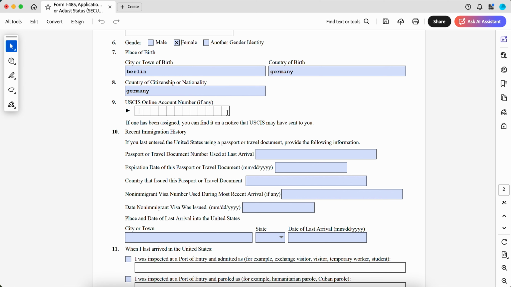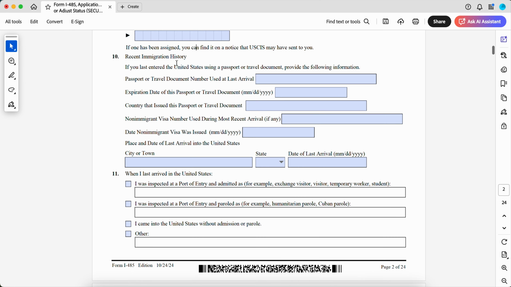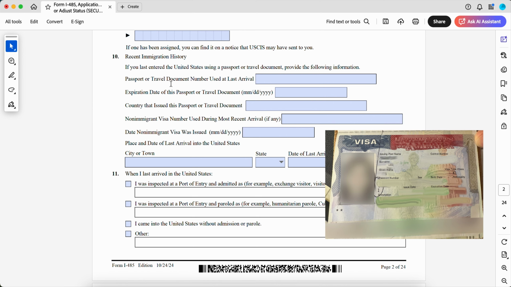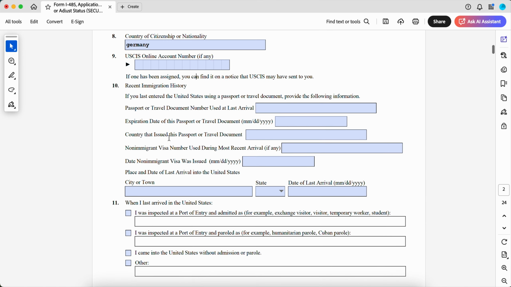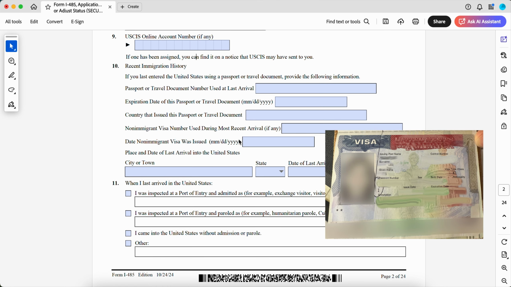And then number 10, recent immigration history, passport or travel document number. Use this last arrow here. This part you use your passport to fill out. So you write the number of your passport, expiration date of the passport, country that issued the passport. This is probably the country you're from. Visa number used at the most recent arrival. You find it on your visa. It is written in red numbers on the right side of your visa.